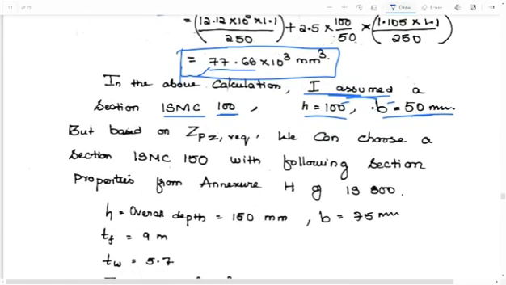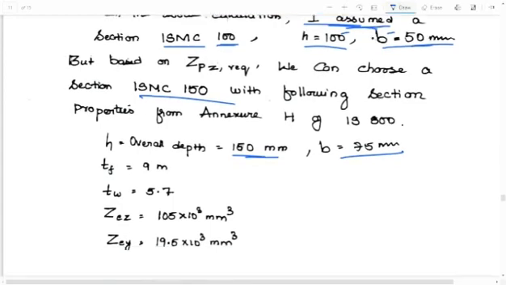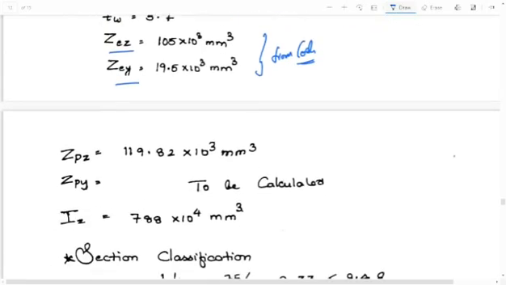So based on that, I have taken a section ISMC 150, whose overall depth is 150 and width of the flange is 75. So TF 9, TW 5.7. These are the elastic section moduli about z and y. These are obtained from the code. You can get the ZPZ value from the code as well, from annexure H of IS 800.